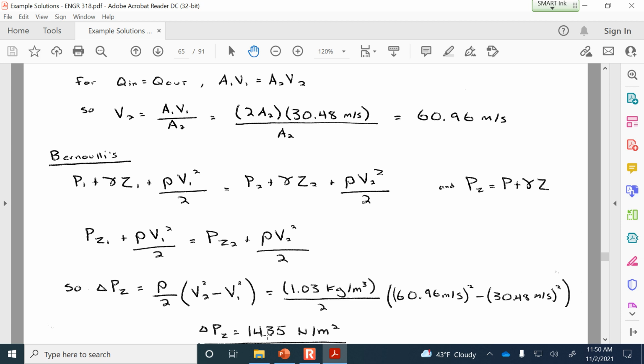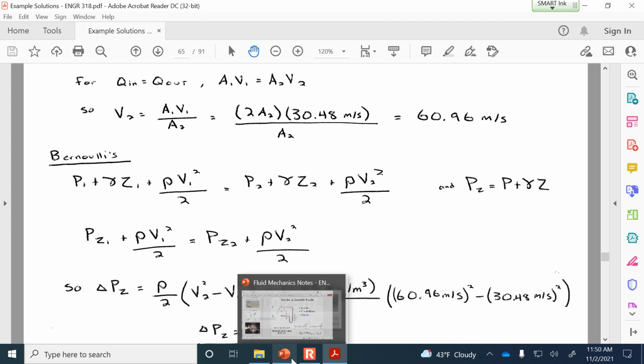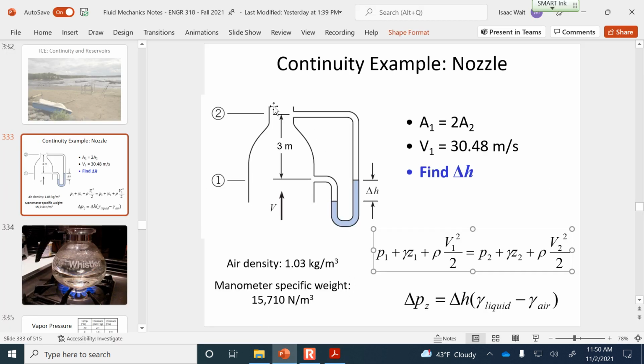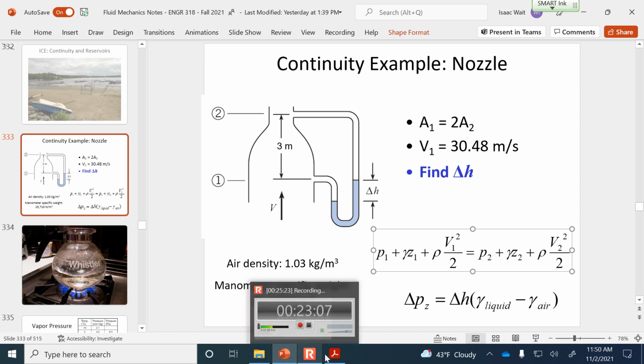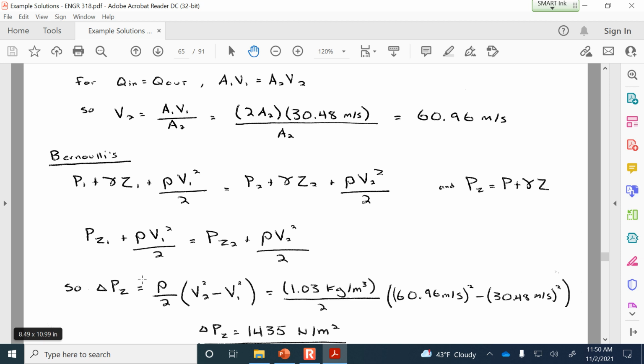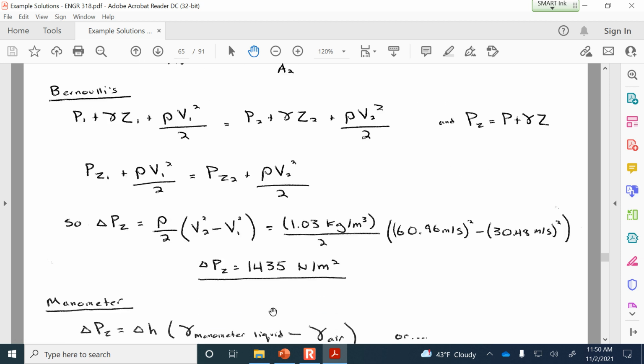So 1435 newtons per meter squared is the change in piezometric pressure. And the advantage of keeping track of piezometric pressure is it automatically reflects differences in elevation. So the fact that in this example, location 2 is elevated compared to location 1, that's already accounted for by the change in piezometric pressure. So 1435 newtons per meter squared.